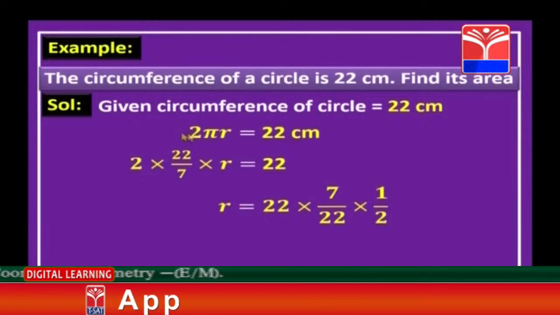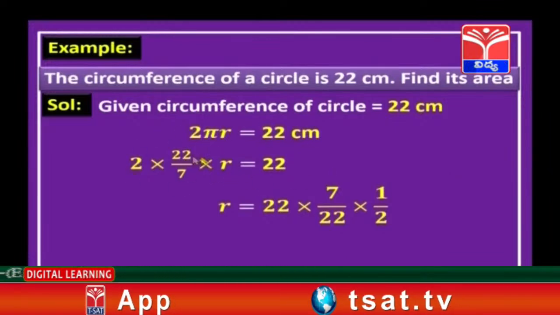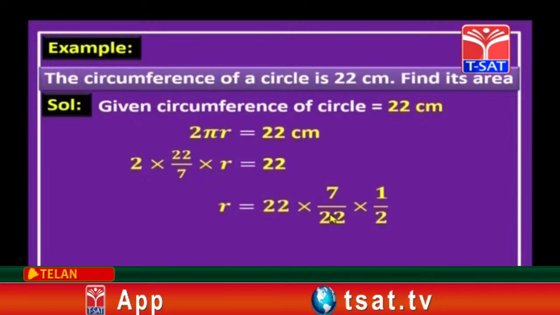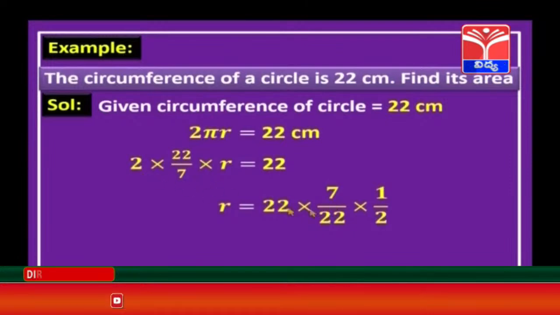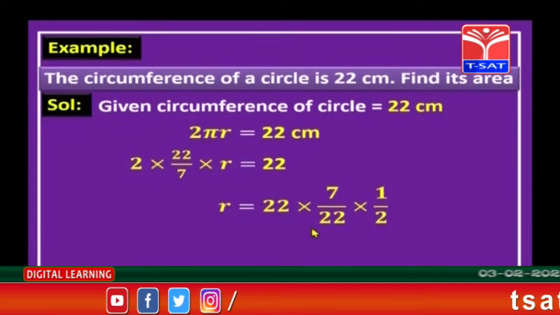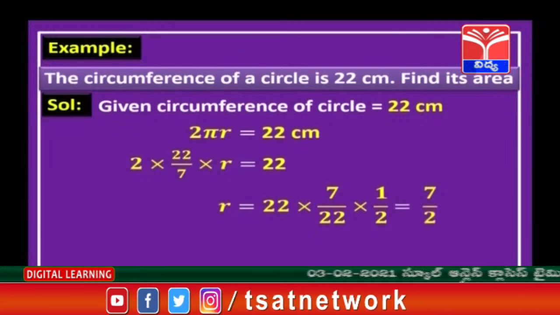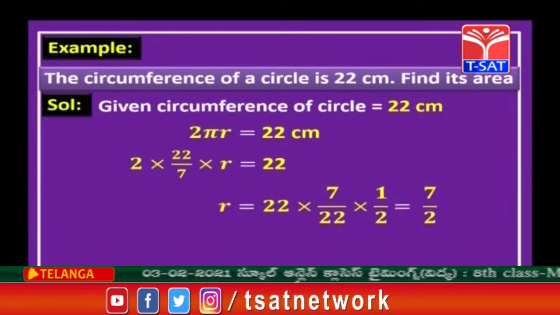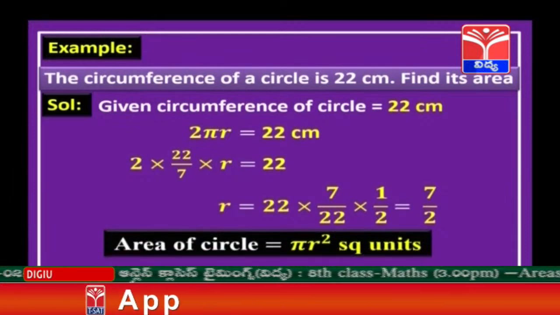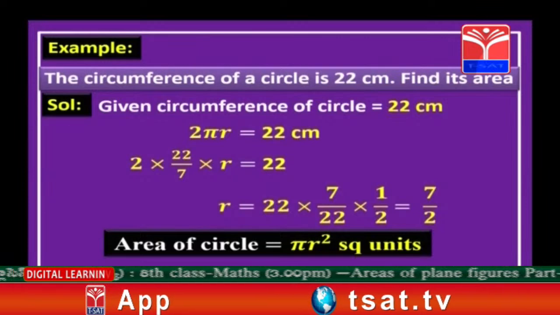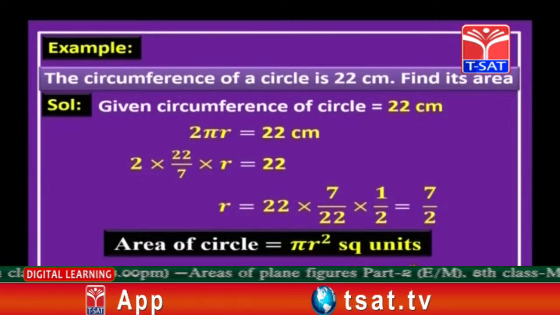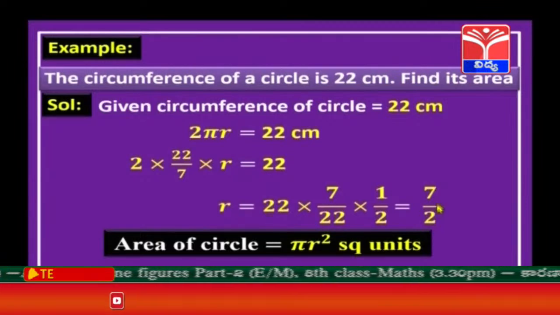Yes. Now when we send these two terms to RHS, 22/7 will become 7/22 and 2 will become 1/2. Now if you see, this 22 and 22 will get cancelled. What is left, children, now? That's right, 7/2. Okay, children. So now we will find out the area of circle using the formula pi r square units. We got already r value, children, right?